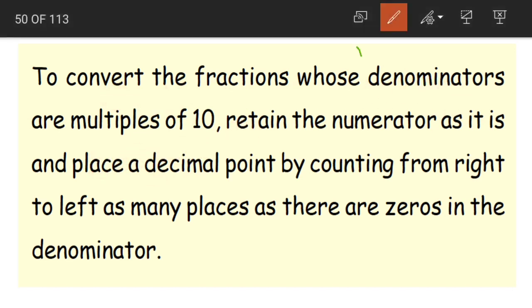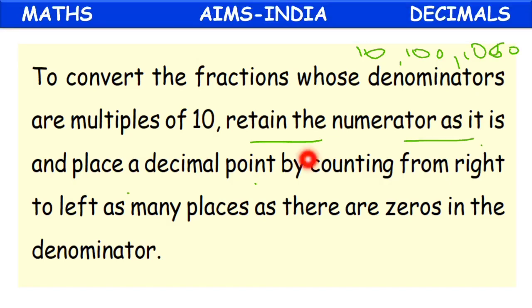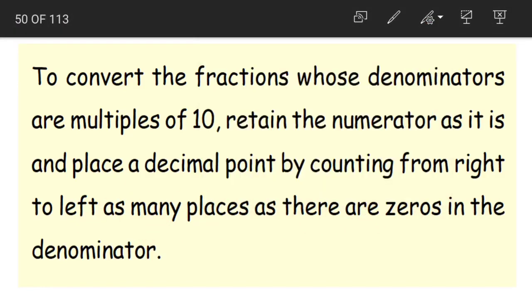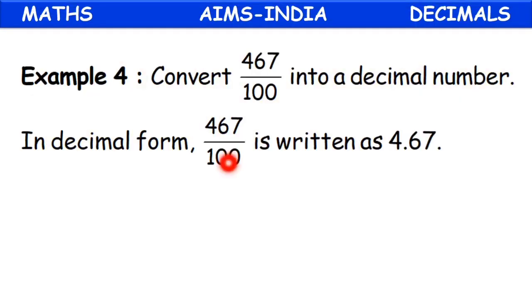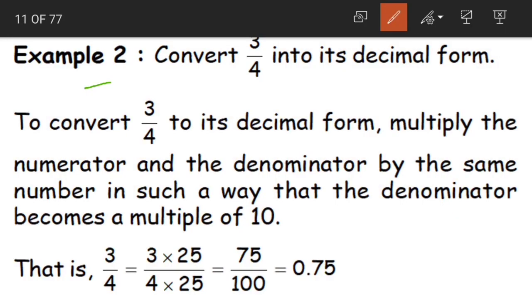That is 10, 100 and 1000. In such cases, what will we do? Retain the numerator as it is and place a decimal point by counting from right to left as many places as there are zeros in the denominator. Depending on the number of zeros in the denominator, we place our decimal point in the numerator. Is this clear, children?